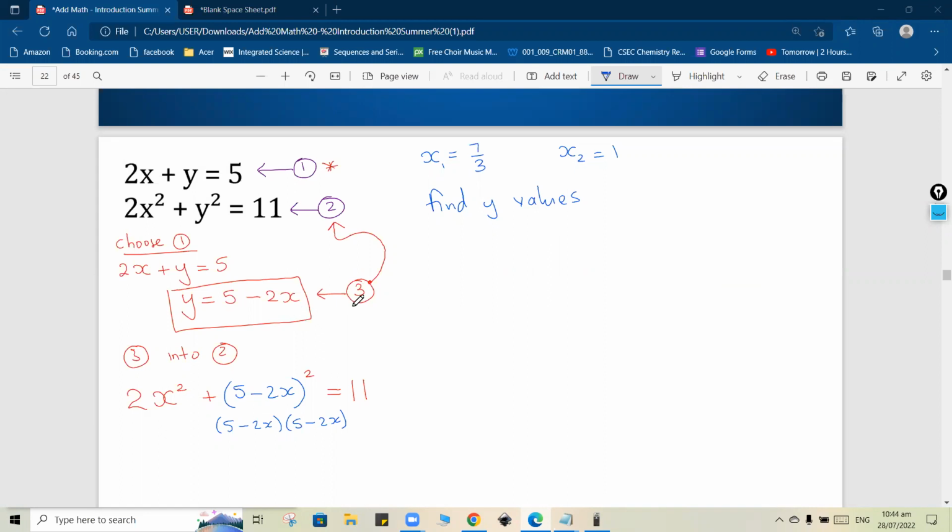Equation 3. I always run back to equation 3 at the end of the question because y is already the subject. So to find y1, we just go to this equation and replace the x with the first value of x, which is 7/3. Work that out and you'll get the first value of y. To find the next value of y, you run back to the same equation and replace the x with the other value of x. Work this out, you're finished. But almost finished. There's one small thing you have to do after.